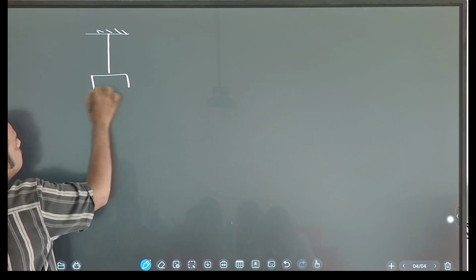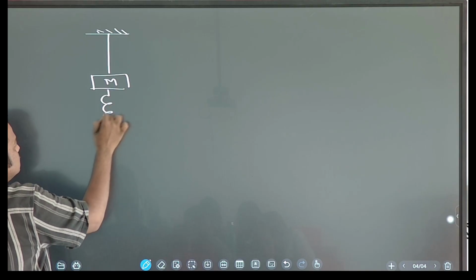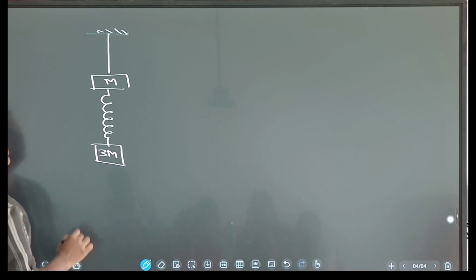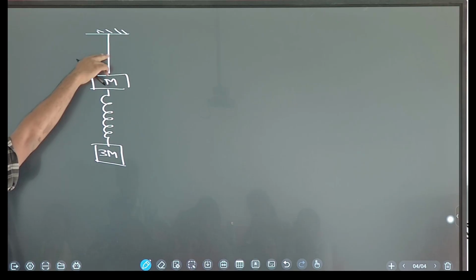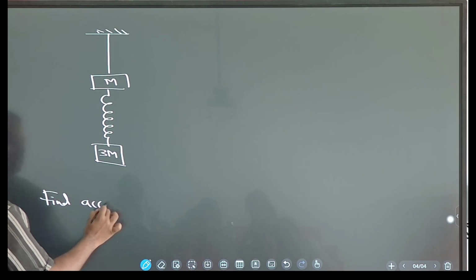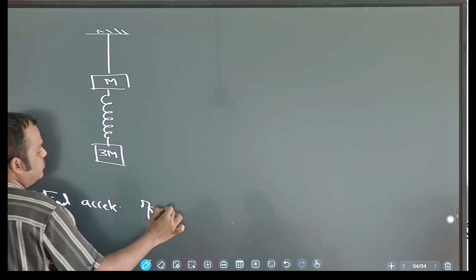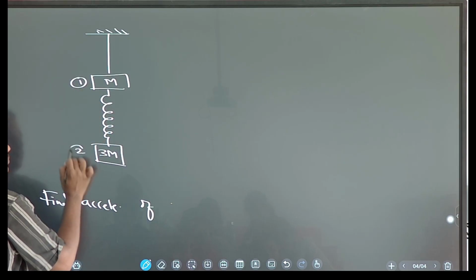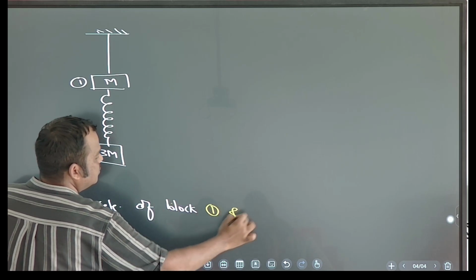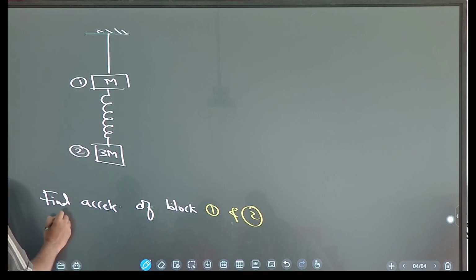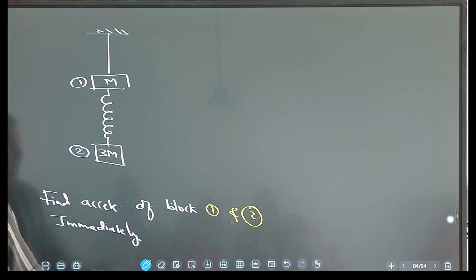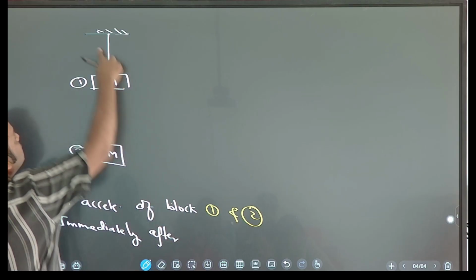String, m, spring, here 3m. Okay, now you solve. Here you cut the string. So question is find accelerations of block 1 and block 2 immediately after string is cut.